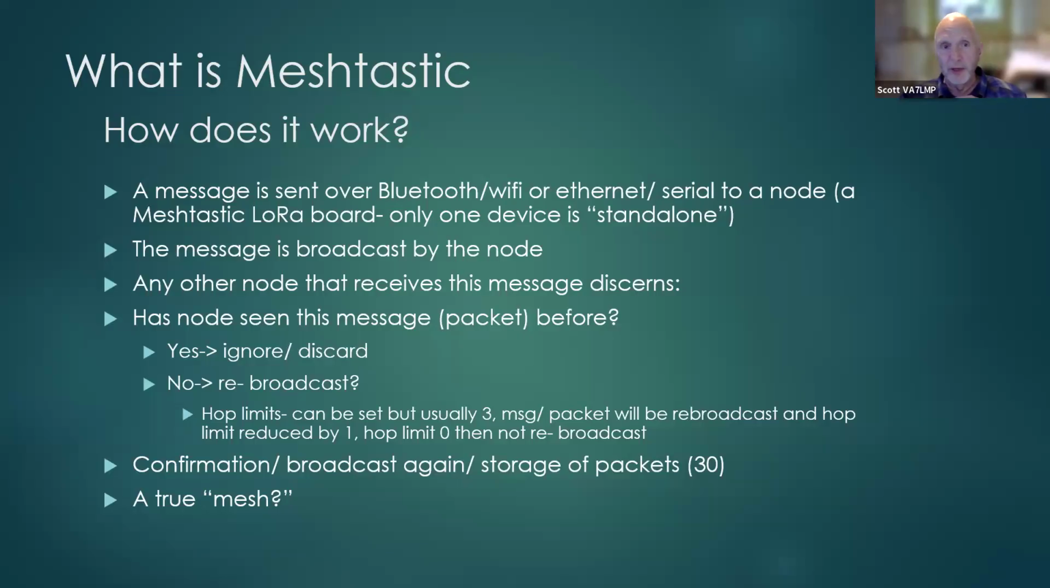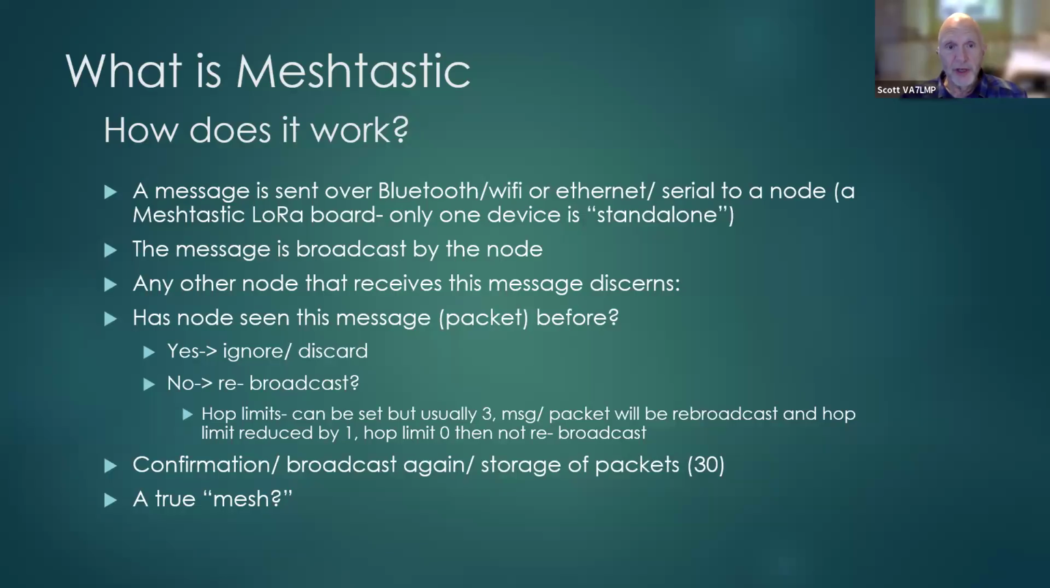The message is broadcast by the node. Any other node that received this message then discerns something about the message. Basically, it's asked a question: has the receiving node seen this message or this packet before? If yes, it discards it, doesn't do anything with it. If the answer is no, then it has to decide whether to rebroadcast it, and it will rebroadcast it depending on what they call hop limits. Typically most people set their hop limits at 3, and I'll demonstrate this with a picture later.